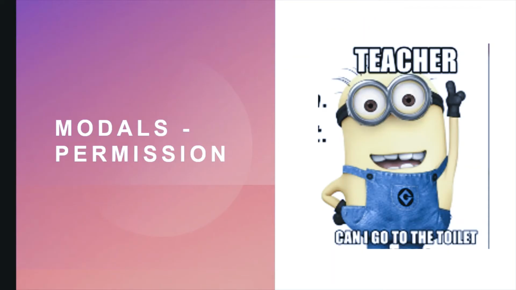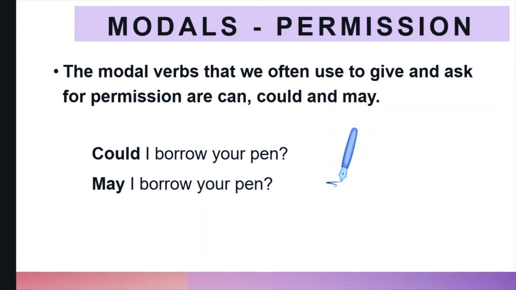Modal verbs of permission. Modal verbs of permission are the verbs that we can use to give and ask for permission. And the modal verbs of permission are can, could, and may. So you might hear someone say, could I borrow your pen? Can I borrow your pen? Or may I borrow your pen? These may sound similar and the meaning may sound the same. However, they could be used in various situations.